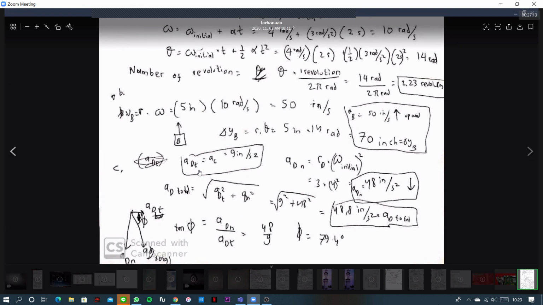I get the tangential acceleration of point D. It is equal to that of point C because it is the same rope. The normal acceleration, I get it by using this equation: the radius of gear D times the angular velocity of D squared. It's the initial angular velocity. Okay. I think that's it.